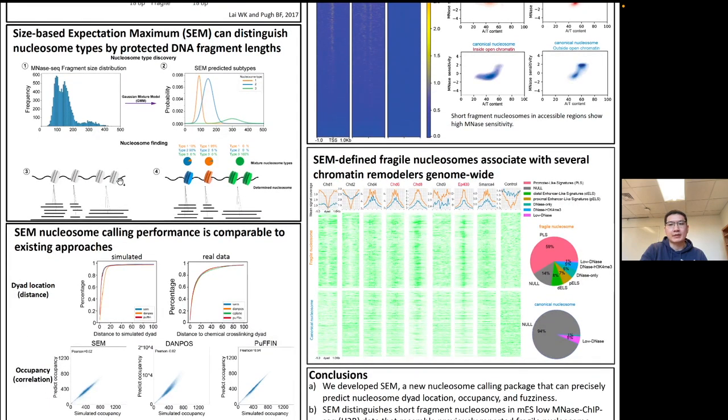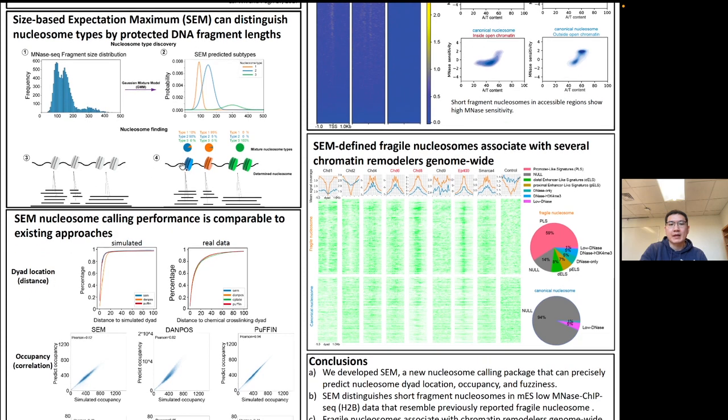After getting the nucleosome type length distribution, SEM computes the probability of each nucleosome generating each MNase fragment, considering both the location and the length of the fragments. After the expectation maximization, we get the proper assignments of each fragment to each nucleosome, and we compute the mixture probability of each nucleosome type based on the assigned fragment lengths.